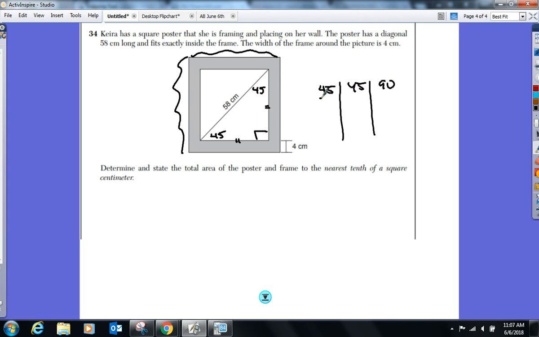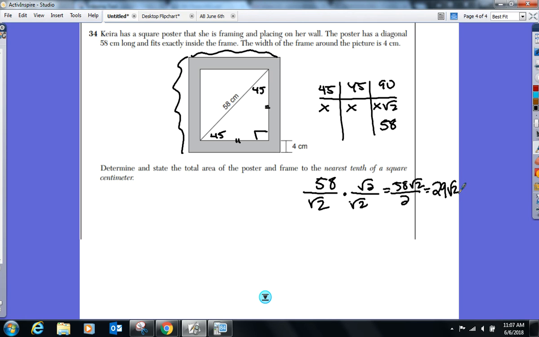Unfortunately for us, though, what side am I given? The side across from the 90. That's not the best position to be in because I'm going to have to go backwards. I multiply to get here. I'm going to take 58 and divide it by radical 2. How do I get that radical out of there? Top and bottom by radical 2, so I end up with 58 radical 2 over 2. And the 58 and the 2 do divide out. 29 radical 2.